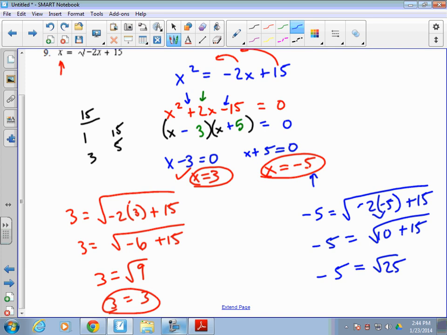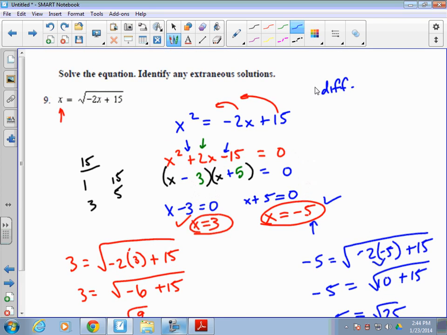Look and see what we have here. We have negative 5 equals 5. But it could also be negative 5 equals the square root of 25 could also be negative 5 times negative 5. So that's going to make a true answer just like the first one. So there are no extraneous answers. X equals 3 and x equals 5.